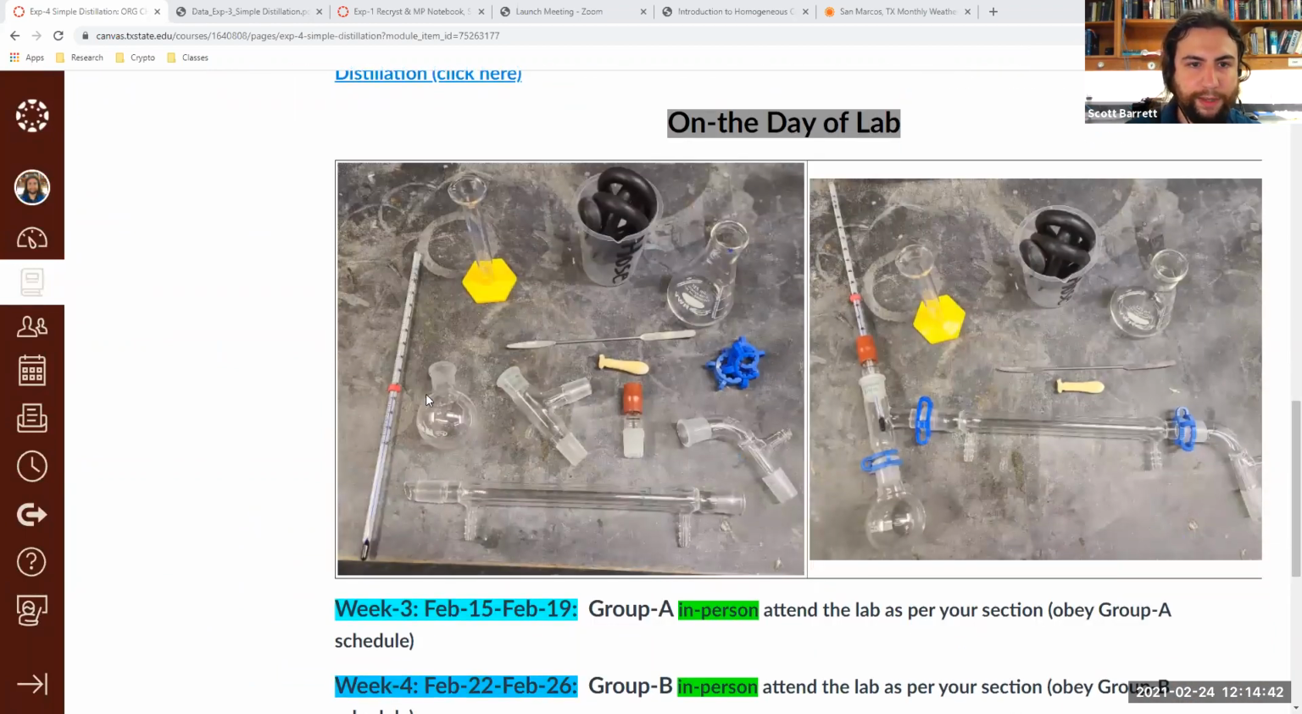So firstly, we have a round bottom flask here that we would be putting our solution into. Here is our graduated cylinder. And then here is a connection hose that we would be connecting over here to our apparatus that we would be running water through.